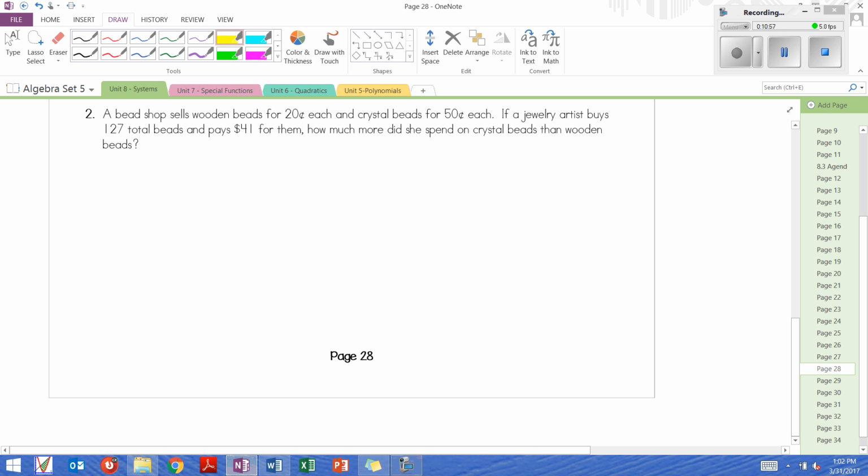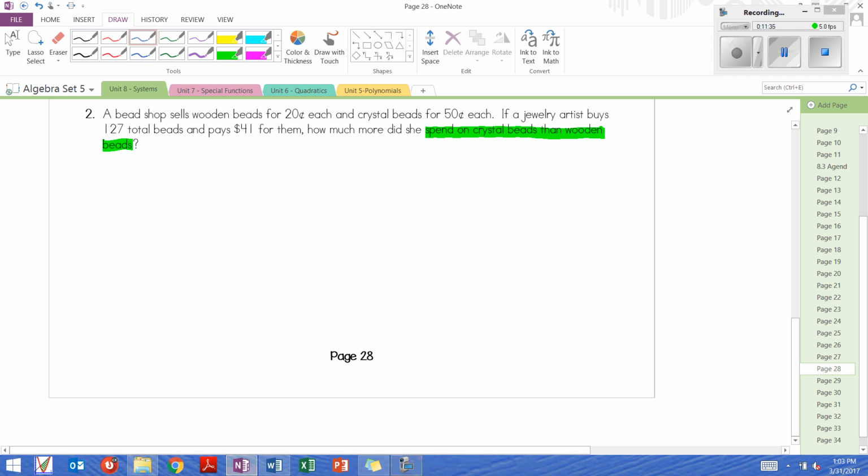Question number 2. Here we go. So number 2 is dealing with a beads shop, and they're selling wooden beads and crystal beads, and they're each worth different amounts of money. And we know the total beads and how much she paid for them. What we're trying to figure out here is how much more did she spend on crystal beads than wooden beads. So that is where I'm going to get my let statements from.